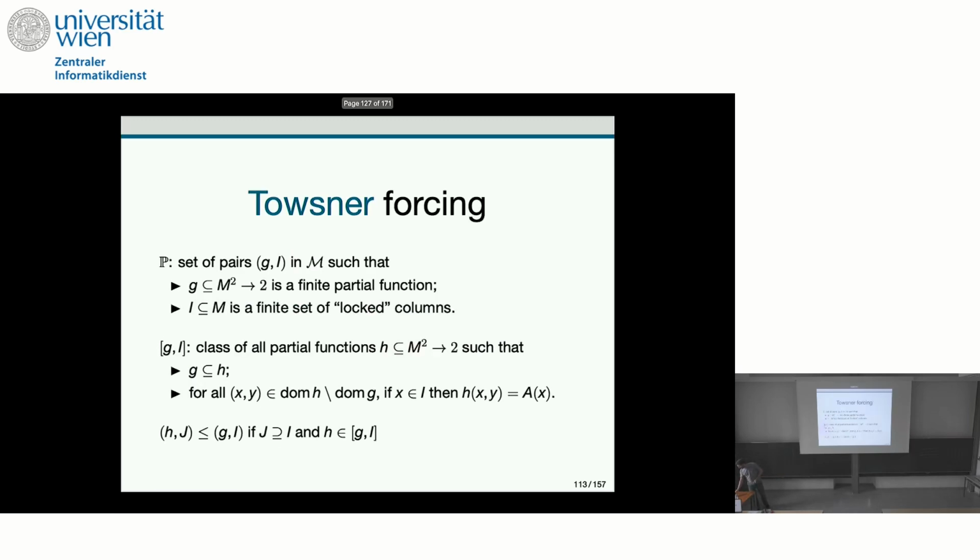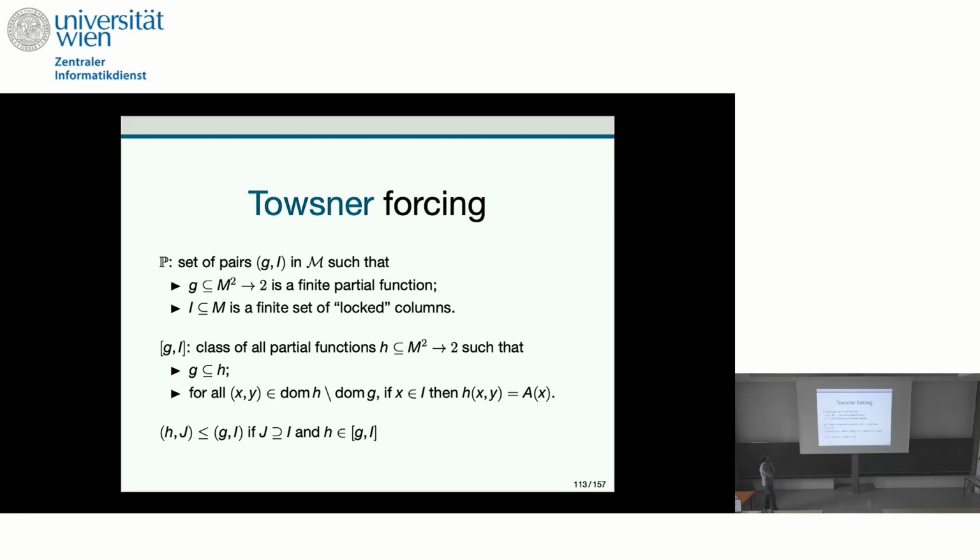So for this, we are going to use a notion of forcing that I call Towsner forcing. The goal is to build directly a delta 2 set. So we are not going to build a set. We are going to build a stable function, in the sense that we are going to build a delta 2 approximation of our set. So it's a function with two parameters which stabilizes on every input. And for that, we are going to approximate this function of pairs as a pair (G, I).